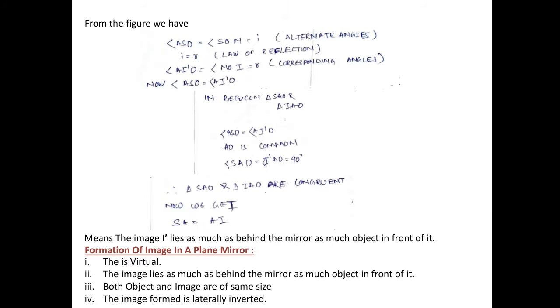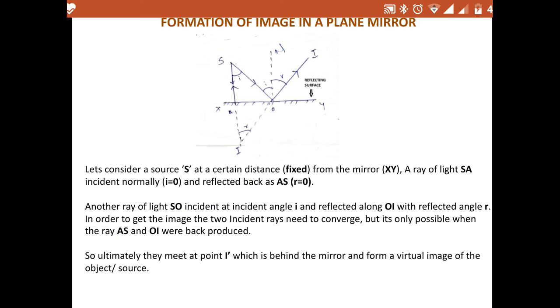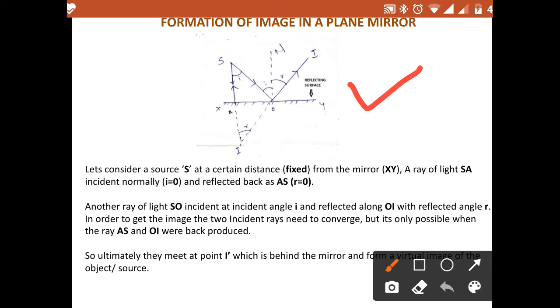You see this diagram. Concentrate on this diagram. Let's consider a source S at a certain distance from the mirror XY. XY is the mirror. A ray of light SA is incident normally, i equal to 0, and reflected back as AS, r equal to 0. So S is the source.